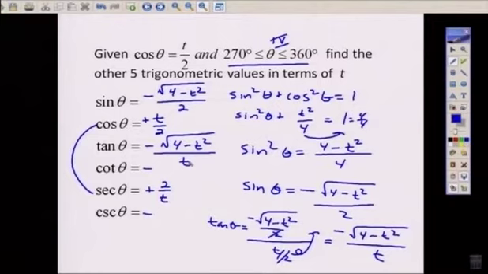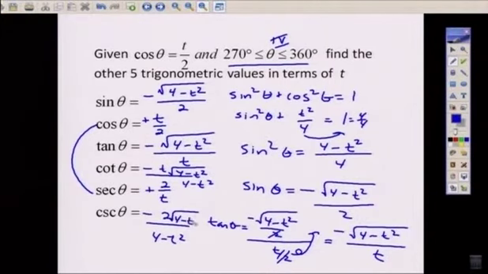Now the last two I can find by the reciprocals. So if I take the reciprocal of tangent to get cotangent, I would have t over the square root of that, but I need to make sure I rationalize my number. So I'm going to take t times 4 minus t squared over 4 minus t squared. So when I invert that, I have the square root symbol on the bottom, which I can't have, so I multiply top and bottom by that square root value. And the same thing down here, I would have 2 over the square root of 4 minus t squared. So multiplying top and bottom, I would end up with that value for cosecant.